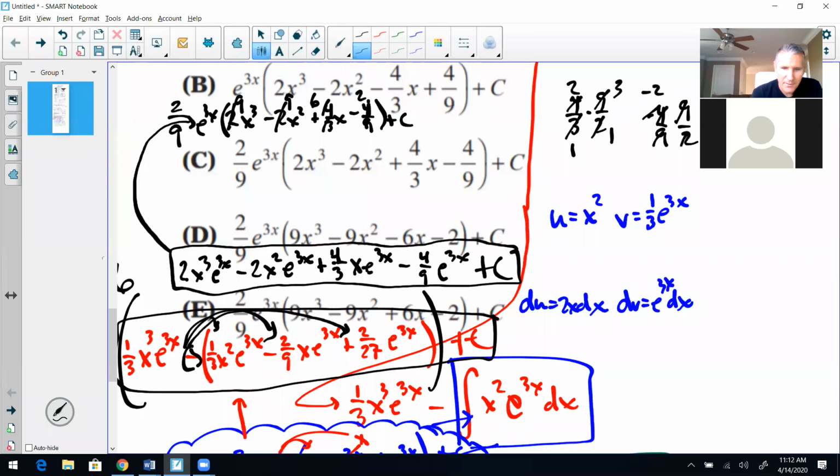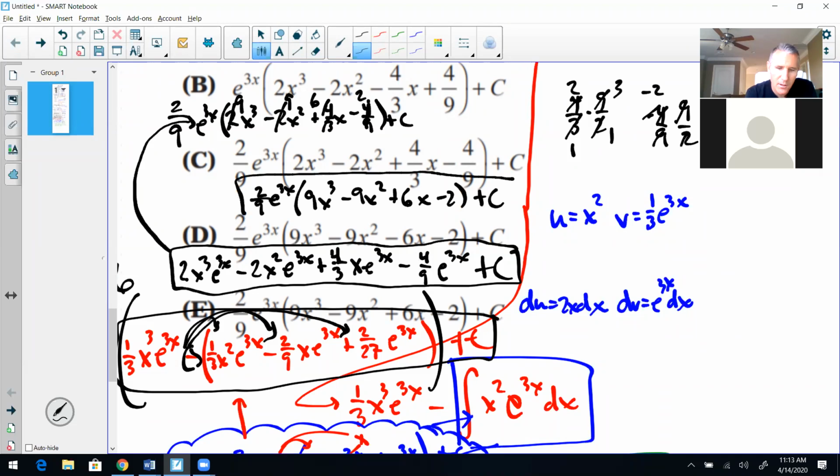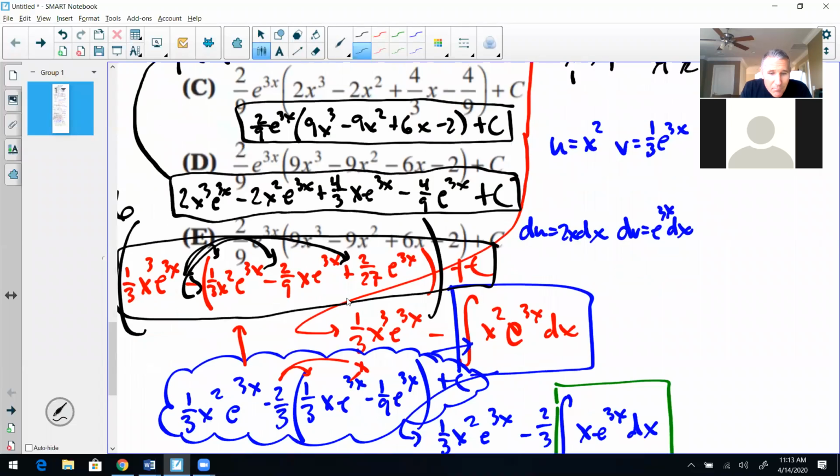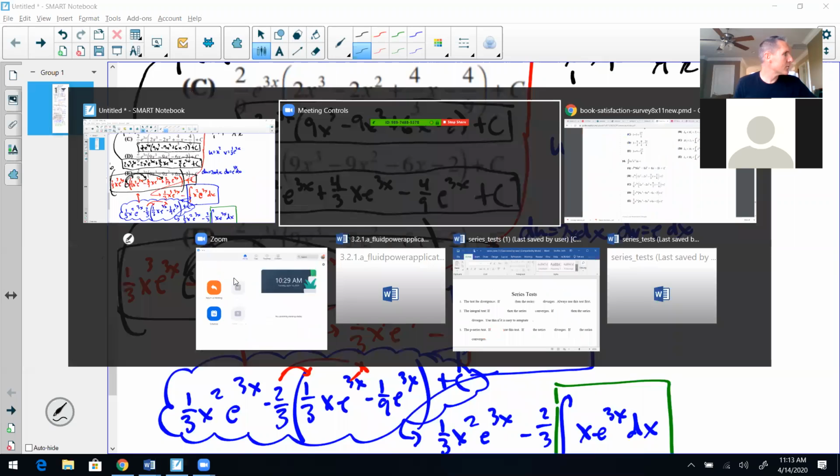So I have, man, this is ugly. 2/9 e to the 3x times 9x cubed minus 9x squared plus 6x minus 2, and then plus c. So there we go. And is that E? Yeah, it looks like E. Man, that was a mess. I think that's probably my messiest problem I've ever done in front of students.